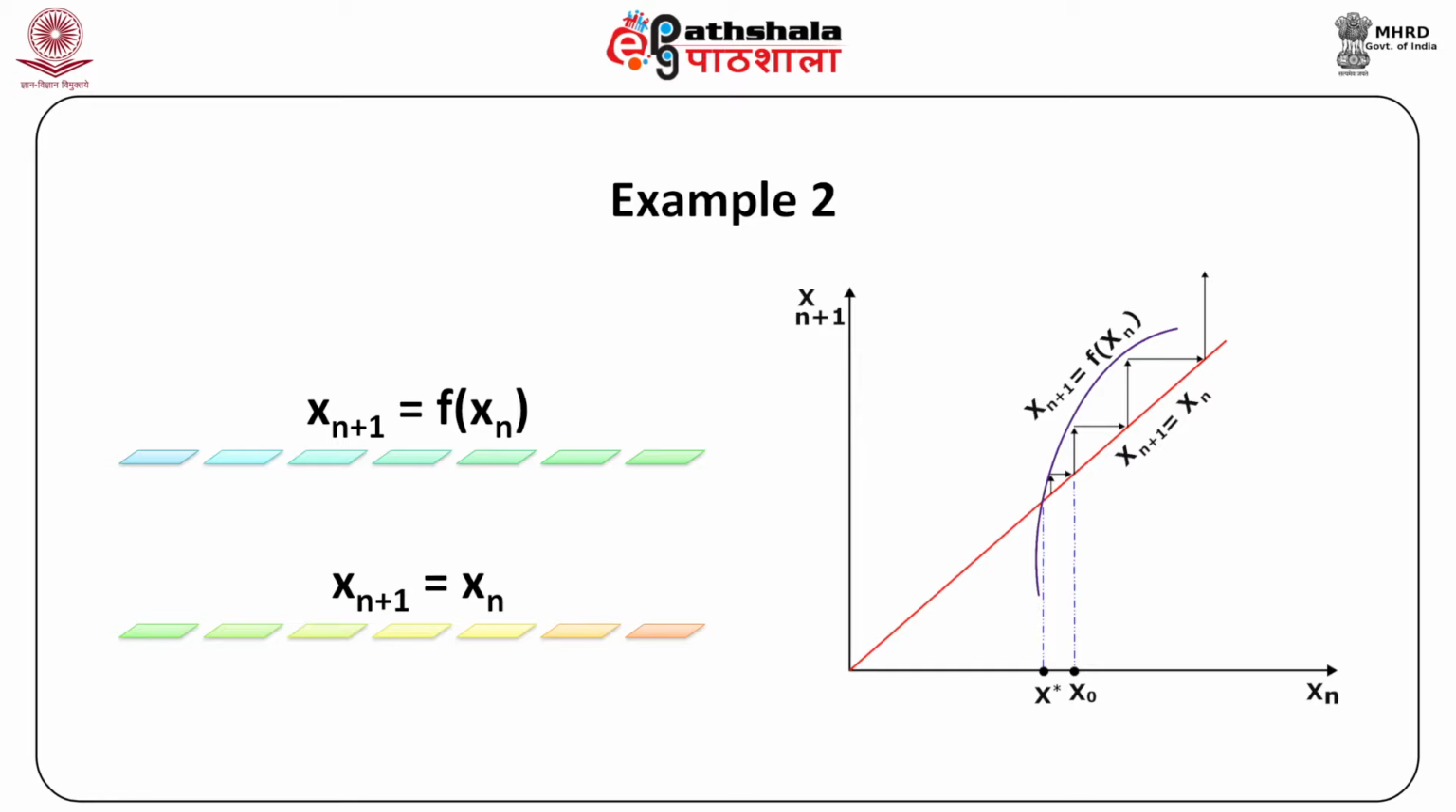Example 2. Next, we consider another example with the plot of the difference equation x_{n+1} = f(x_n) and the line x_{n+1} = x_n given as follows. If we choose the arbitrary point x_0 to the right of the fixed point x*, then tracing the path vertically and horizontally as discussed, we see that the path never converges to the fixed point. Hence, the fixed point x* is unstable.